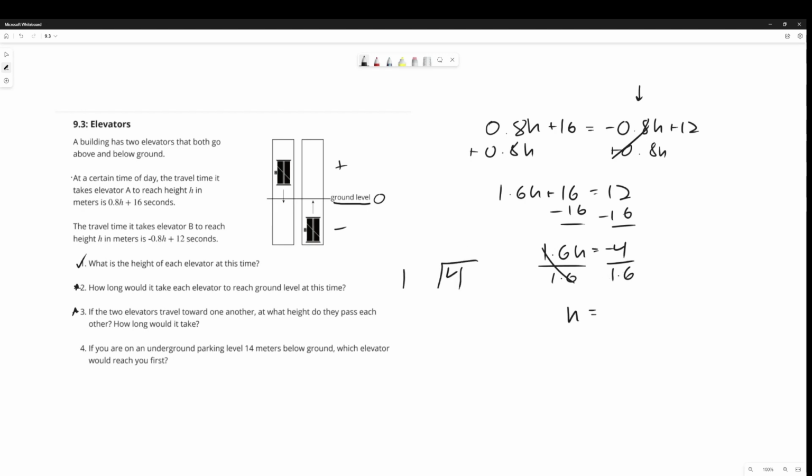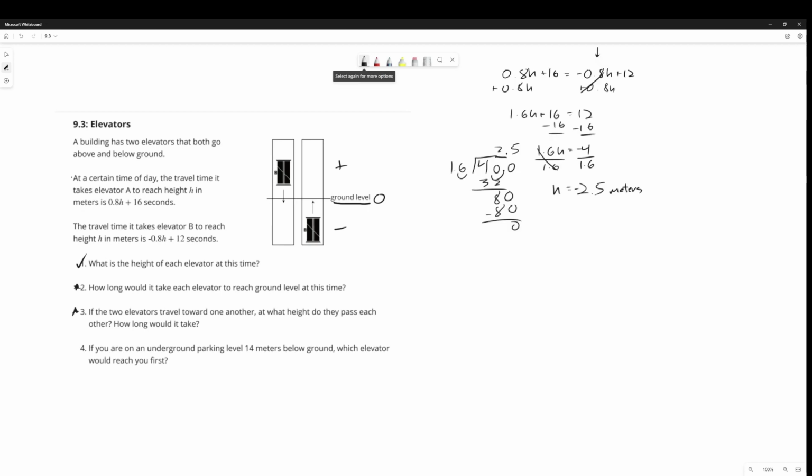So 4 divided by 1.6. Remember to make this a whole number. Multiply by 10. So really it's 40 divided by 16. It's going to go in twice. 32. Subtract, we get 8. We're going to add a decimal point. Add a 0. 16 goes into 80 5 times. So what that means is the height is going to be negative 2.5 meters below ground. So the height when they pass each other is going to be negative 2.5 meters. There's your answer for question number 3.